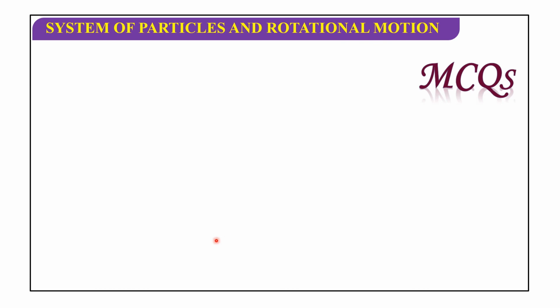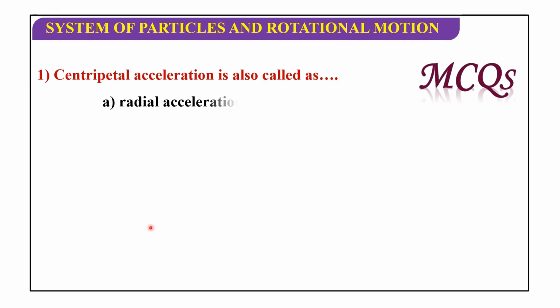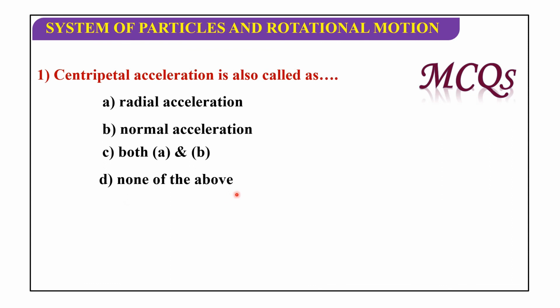Now let us discuss MCQs. Centripetal acceleration is also called as: radial acceleration, normal acceleration, both A and B, or none of the above. Centripetal acceleration is also called either normal acceleration or radial acceleration. So centripetal acceleration is also called radial acceleration or normal acceleration, both A and B.